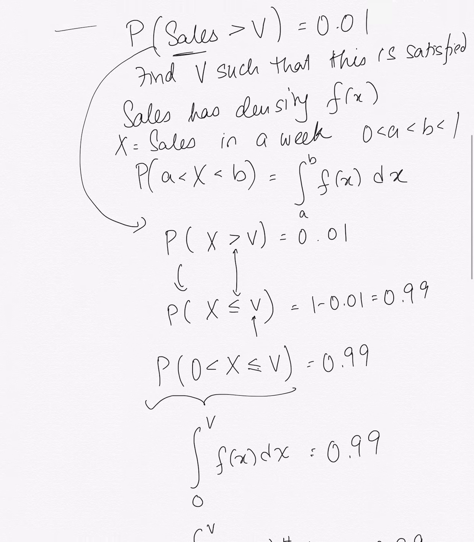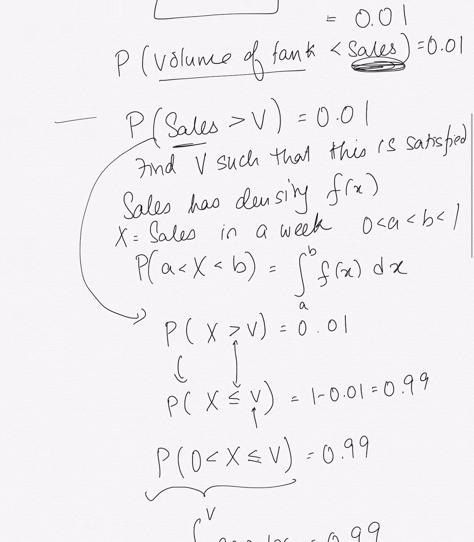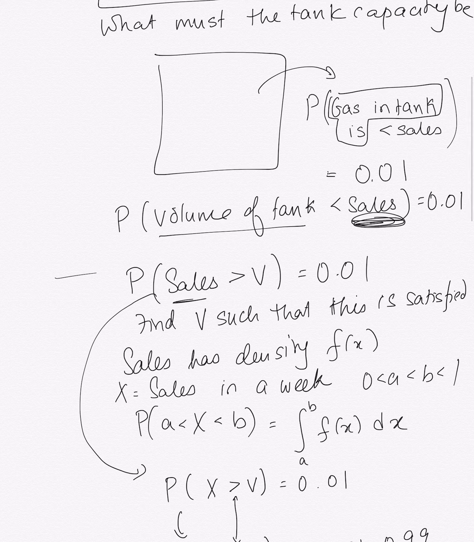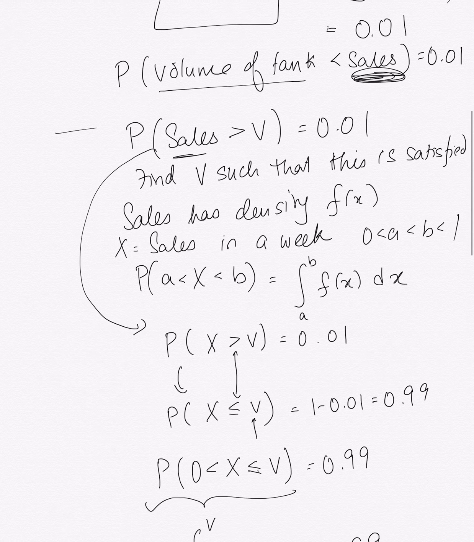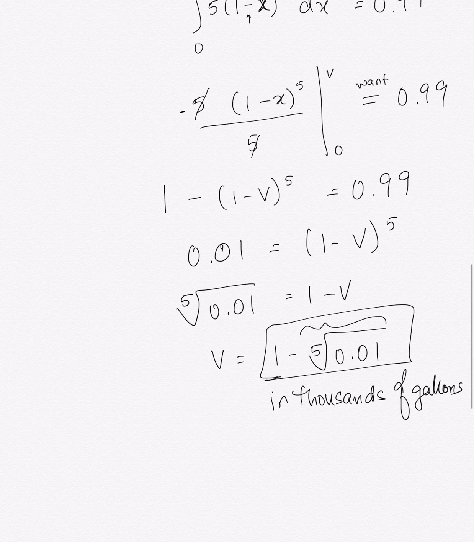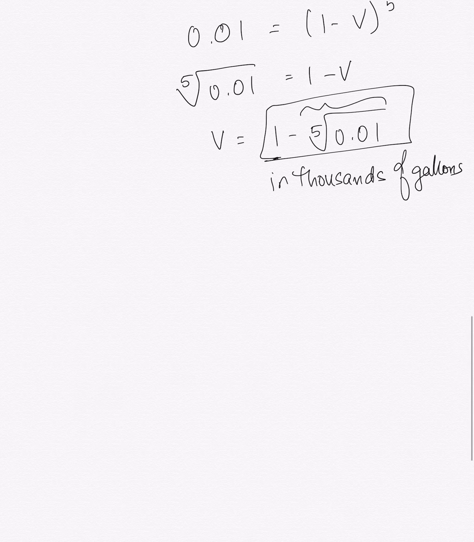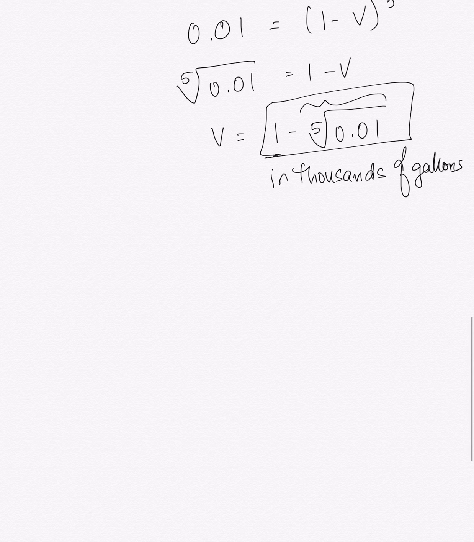So I hope this problem made sense. The main thing over here is that we needed to interpret the question, which says what must the tank capacity be in order for us to not run out of gas 99% of the time, or with probability 0.99. All right. You can let me know if you have any questions. Of course, I can discuss this with you in class too, if you need any further help on this.